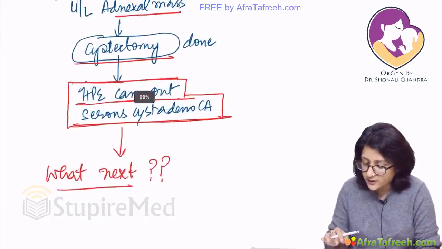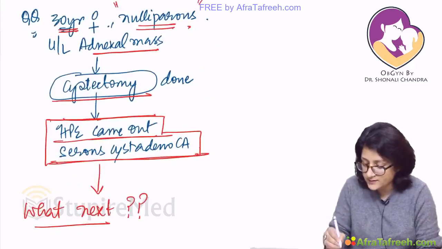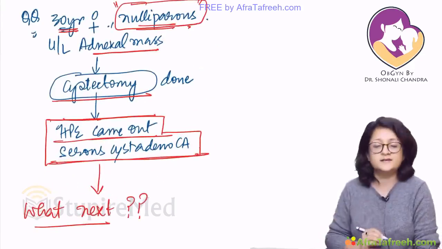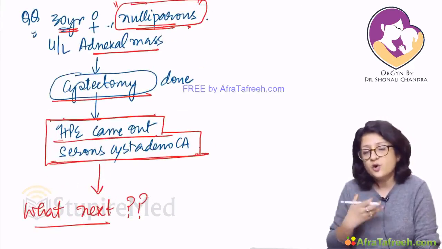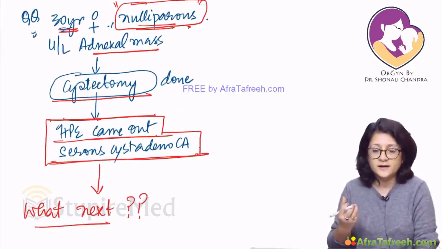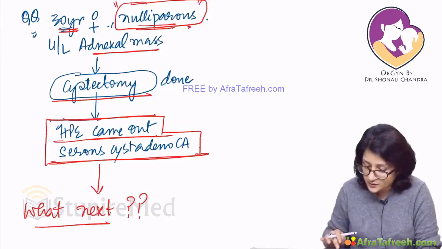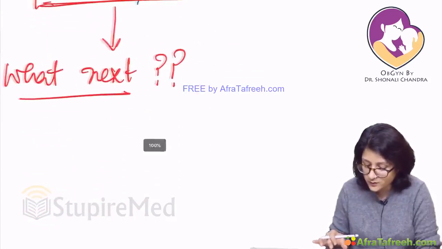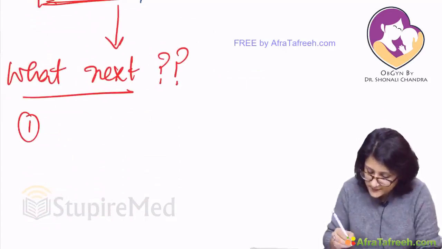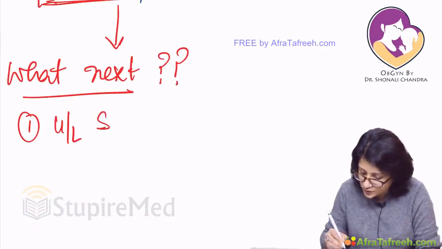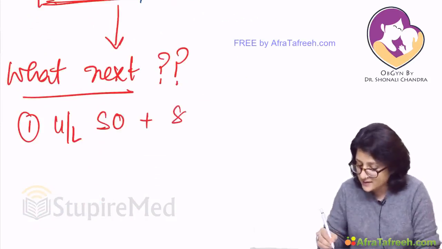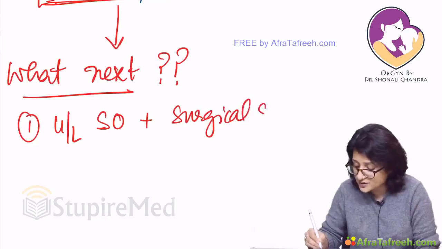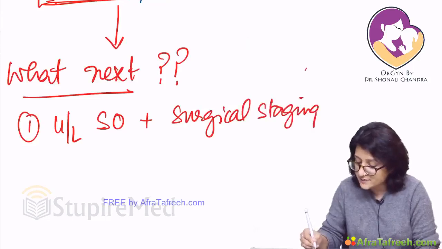Now, in this particular question, she is nulliparous. So the issue of conserving the fertility arises here, alright? So what we can do for this woman is a unilateral salpingo-oophorectomy plus surgical staging. So a completion surgery, staging is a must.